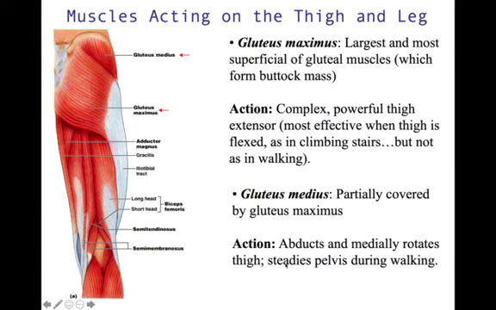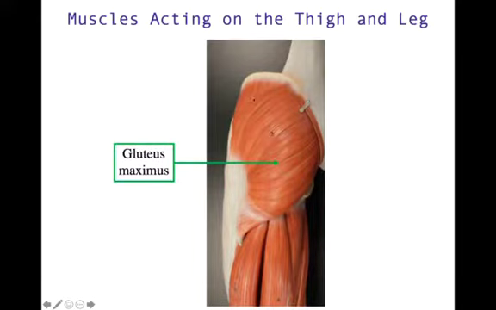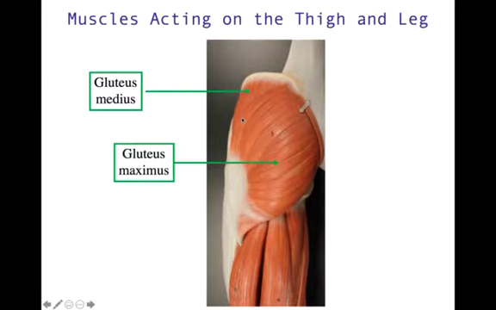Abducts means moving the thigh away from midline. Medially rotates means turning your thigh inward. So where would we see those on a model? This would be labeled number 3 on this model. This big butt muscle is the gluteus maximus, and partially covered by it but still visible is the gluteus medius on this model.